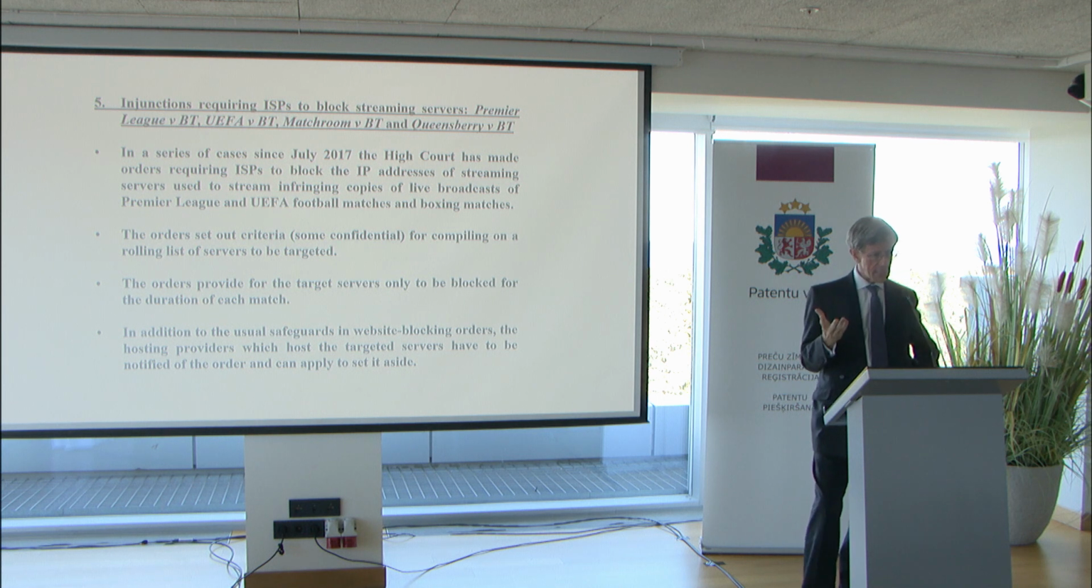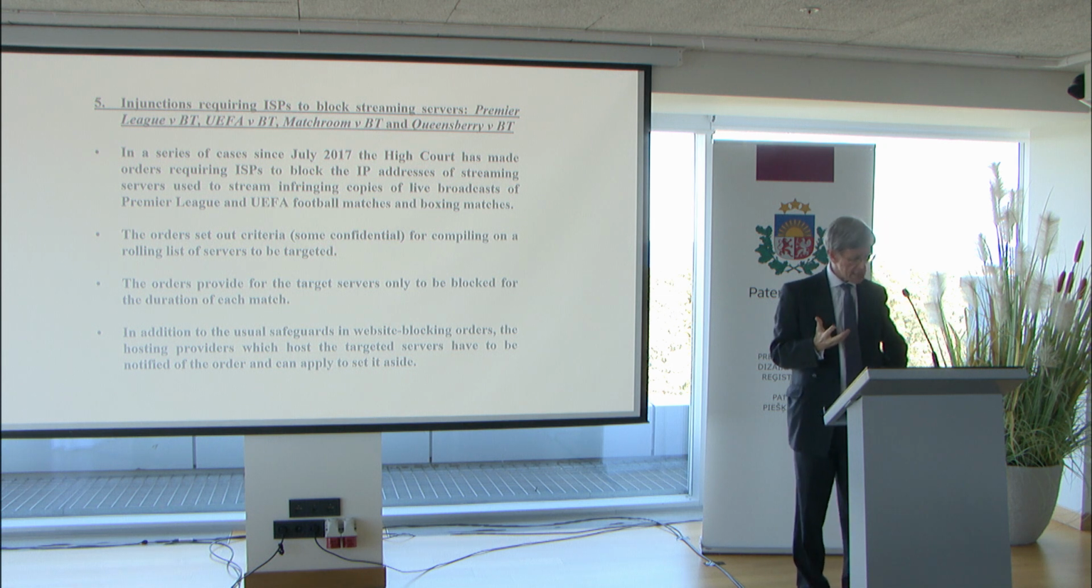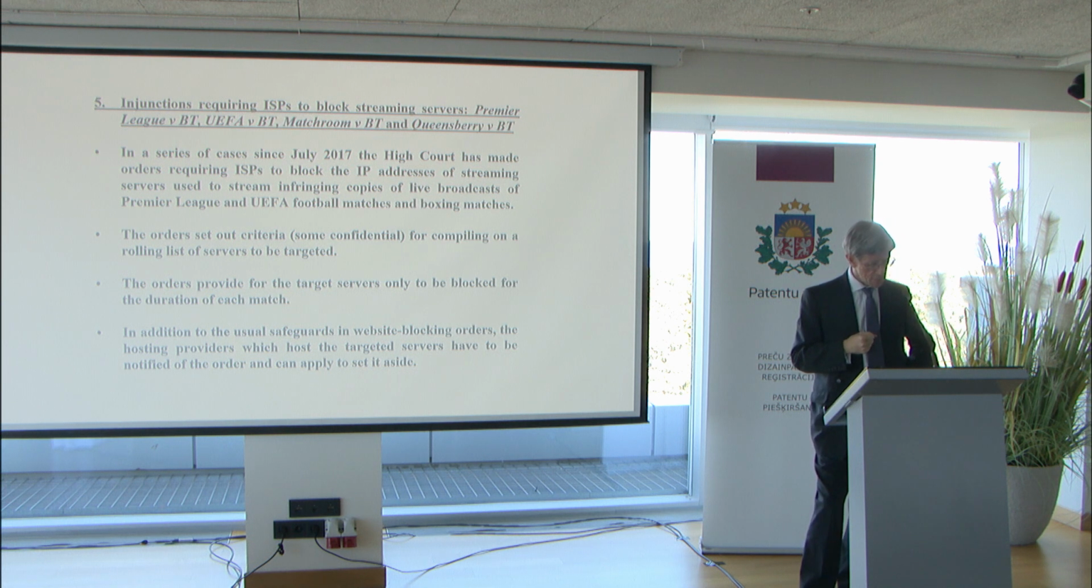Because what has happened in these cases, which have been going on since July 2017 when I granted the first of these injunctions, is that the orders have required the ISPs to block the IP addresses of streaming servers used to stream infringing copies of live broadcasts of football matches and boxing matches. And the way in which they work is that the orders set out criteria, some of which are confidential, for compiling on a rolling basis a list of servers which are to be targeted. And then these servers are targeted and blocked only for the duration of each match.